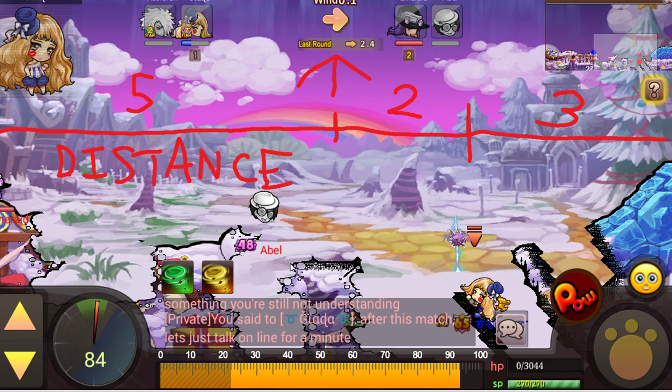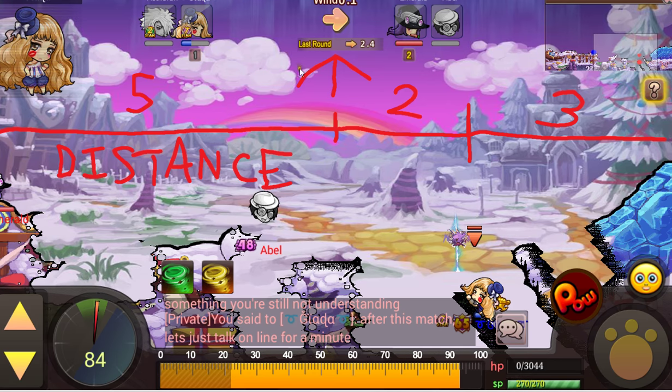Right? So, let's take it from the top. Let's pretend this round there is 2.4 wind. The first thing you're going to do is line your screen up along either your opponent or yourself. This time we line the screen up on our opponent, Emerald. From Emerald to the wind arrow is 5 distance. From the wind arrow to where you are, that is 2 distance. 5 plus 2 is 7. There is 7 distance. You lower your angle from 90 to 83. 7 distance, 7 angles.